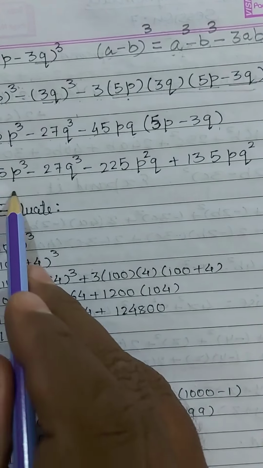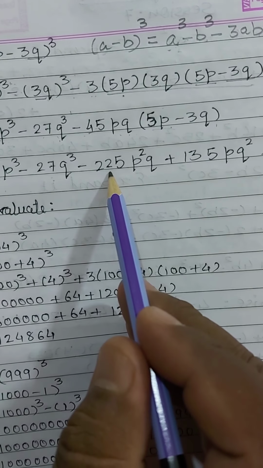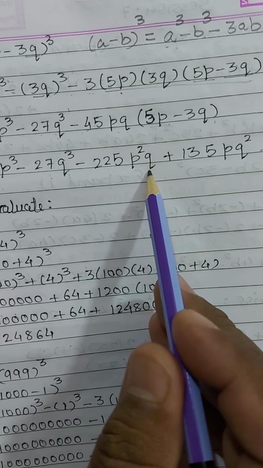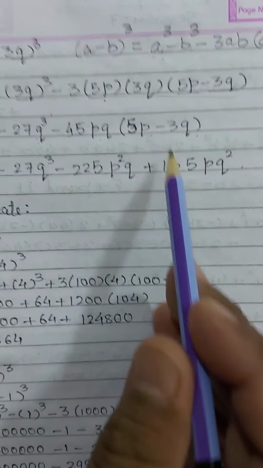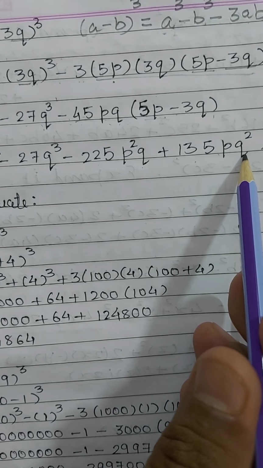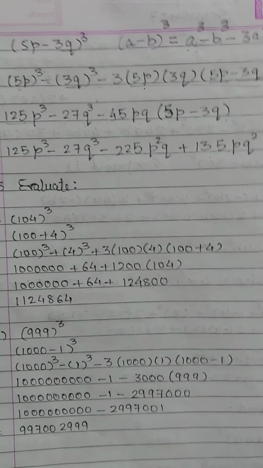Now 45 pq into 5pq. So 45 into 5, that is 225, p into p, that is p square, q remains as it is, minus, minus plus 45 3s are 135, p as it is, q into q, that is q square, right? So this is the expansion of this type of questions.